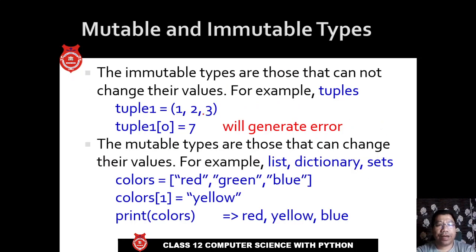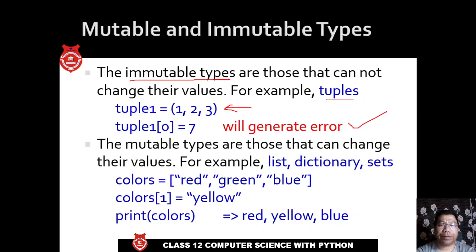All right. Now let's talk about mutable and immutable data types. The immutable types are those that cannot change their value. For example, tuple is one immutable data type. I can declare a tuple like this: tuple1 equal to (1, 2, 3). And if I want to change the first value 1 to 7, it will generate an error. So it cannot be changed once you declare it. Whatever you declare, you have to use it. It is fixed. You cannot change it. Those are known as immutable types.